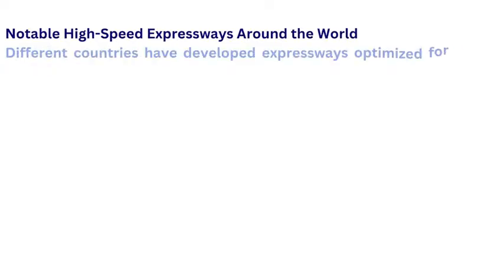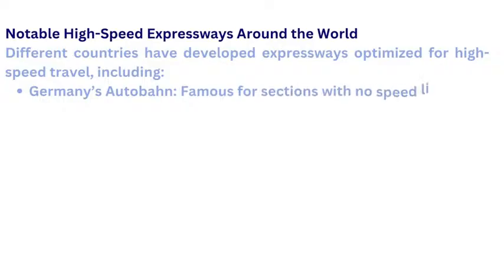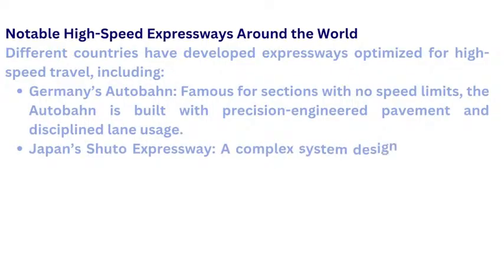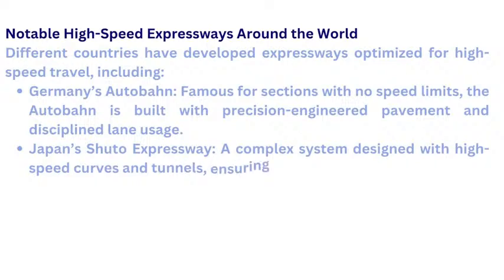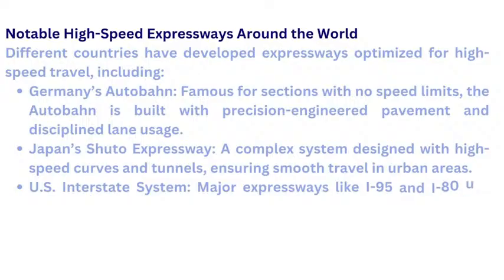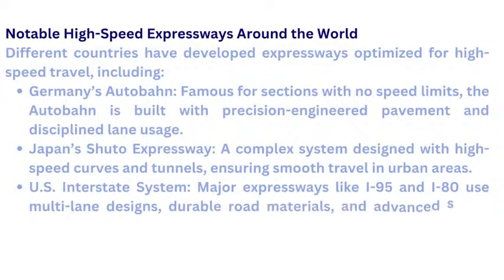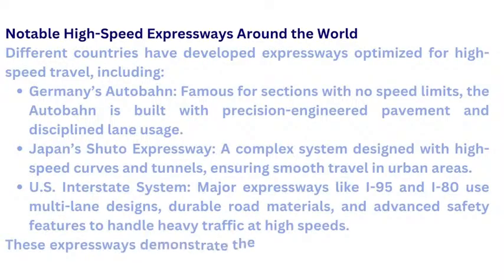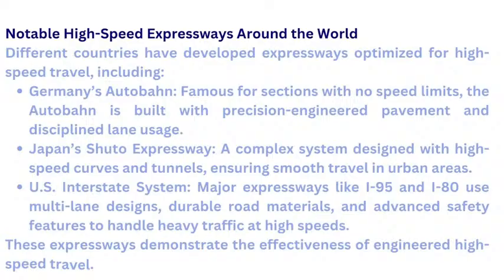Notable expressways. Different countries have expressways optimized for high-speed travel, including Germany's Autobahn. Famous for sections with no speed limits, the Autobahn is built with precision-engineered pavement and disciplined lane usage. Japan's Shuto Expressway, a complex system designed with high-speed curves and tunnels, ensures smooth travel in urban areas. U.S. Interstate System. Major expressways like I-95 and I-80 use multi-lane designs, durable road materials, and advanced safety features to handle heavy traffic at high speeds. These expressways demonstrate the effectiveness of engineered high-speed travel.